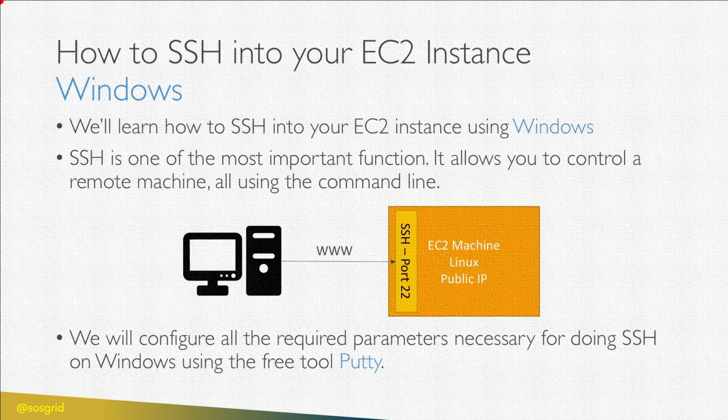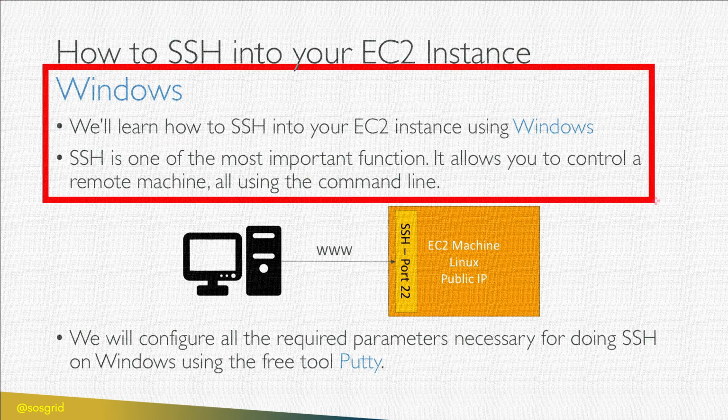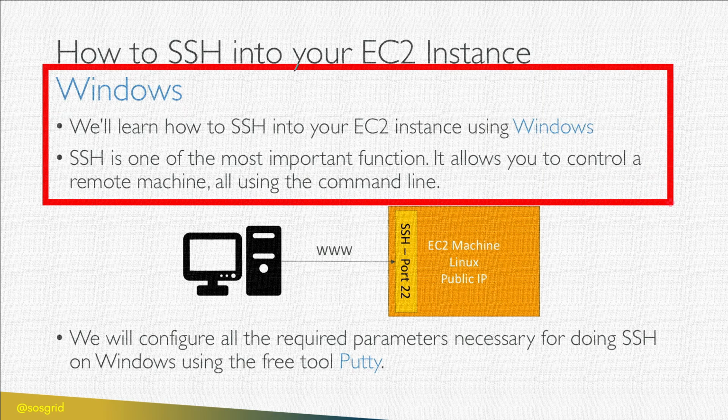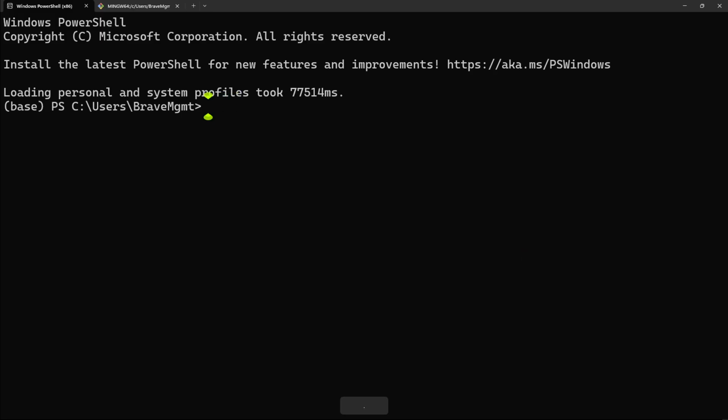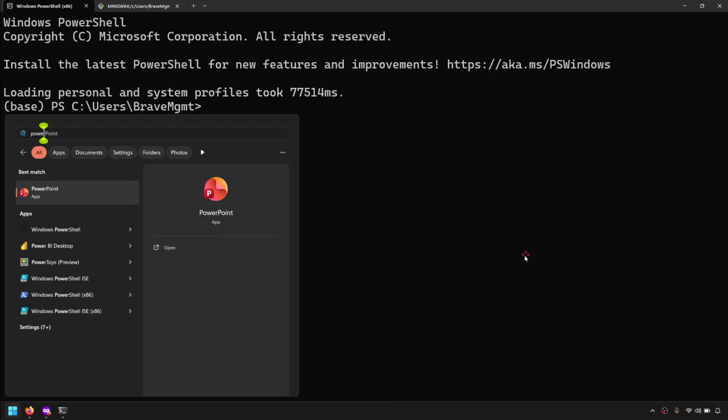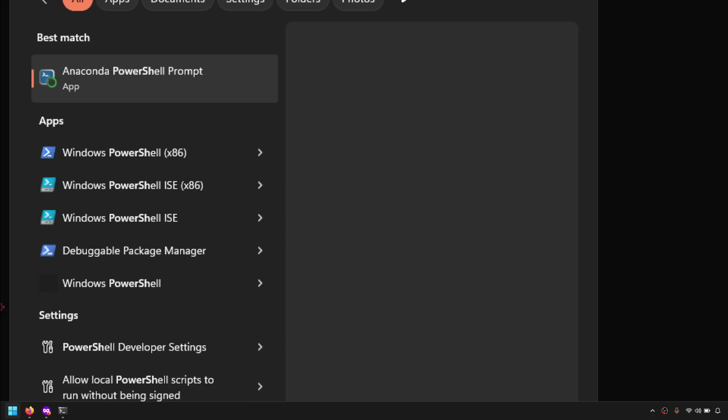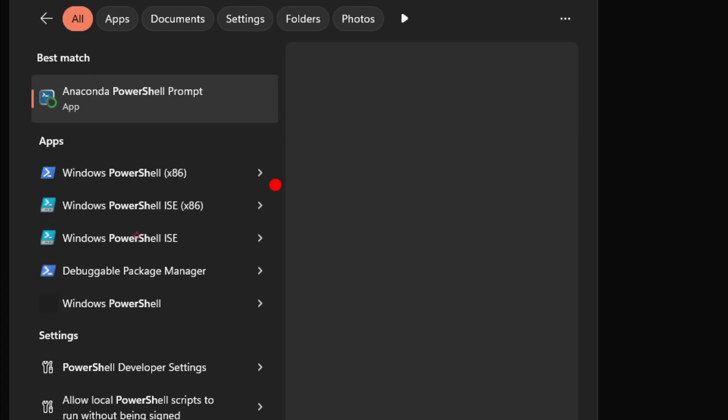Okay, so I want to show you how you can SSH from your Windows, in this case. If you're using Windows 10 or Windows 11 upwards, then you can follow this tutorial. First of all, what you want to do is search for PowerShell on your computer. You can select any variant, just any one is fine.